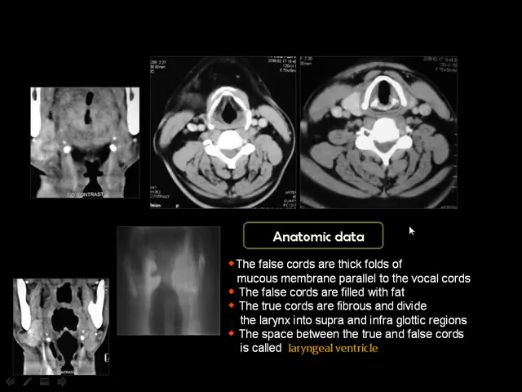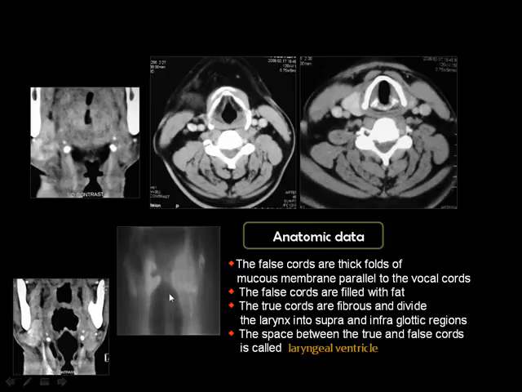Then if you reach the level of the true vocal cord, identified by the appearance of the arytenoid cartilage, you can go a little bit proximal to the section. Then you can identify the false vocal cord. The false vocal cord is just a mucosal fold. It is filled by fat, and it lies immediately above the true vocal cord, separated from the true cord by the laryngeal ventricle. And in this appearance in the coronally reconstructed image, you can see the true vocal cord, the false vocal cord, and the site of the laryngeal ventricle.